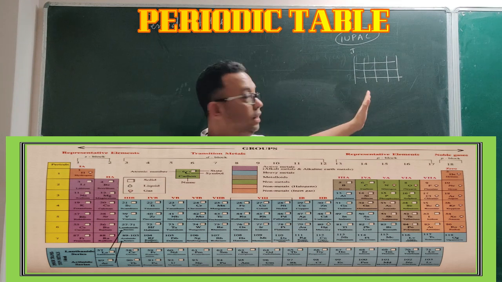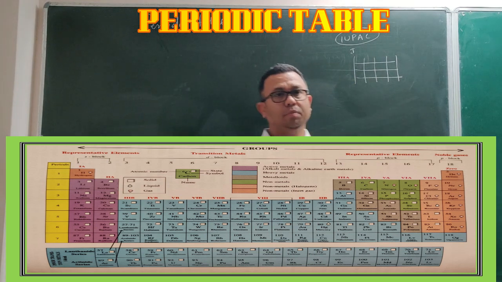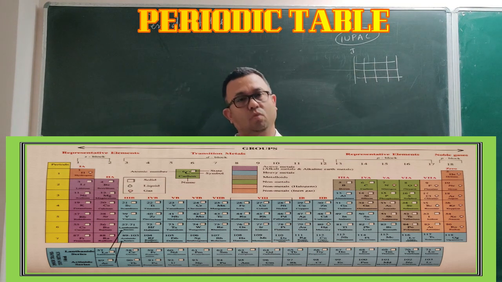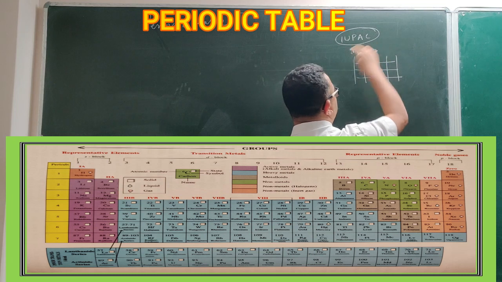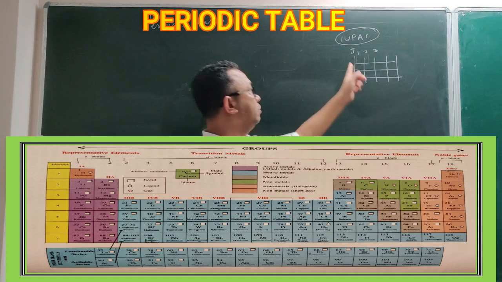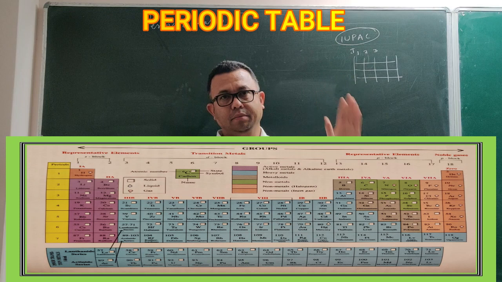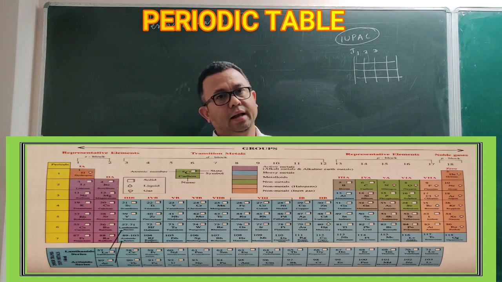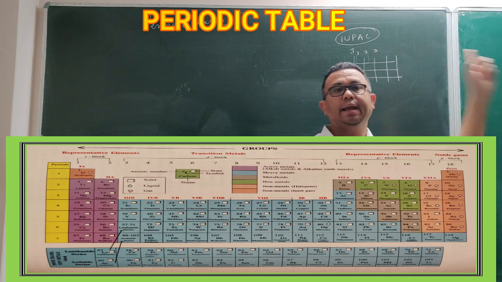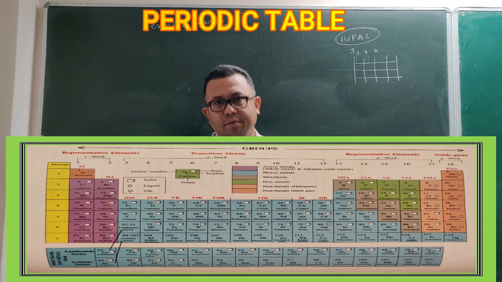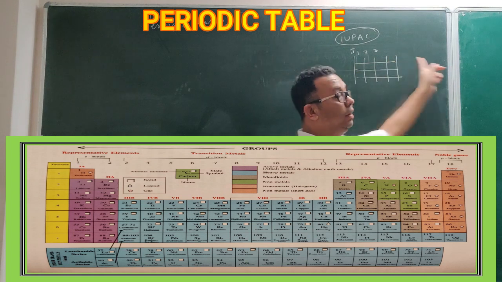So they have now decided that this vertical line should not be numbered in the form 1A, 1B, 2A, 2B. Rather, they should be numbered from 1 as a numeral. That means we now have the periodic table where the groups are named 1, 2, 3, 4, likewise till 18. Since we have altogether 18 vertical lines, we have 18 groups.